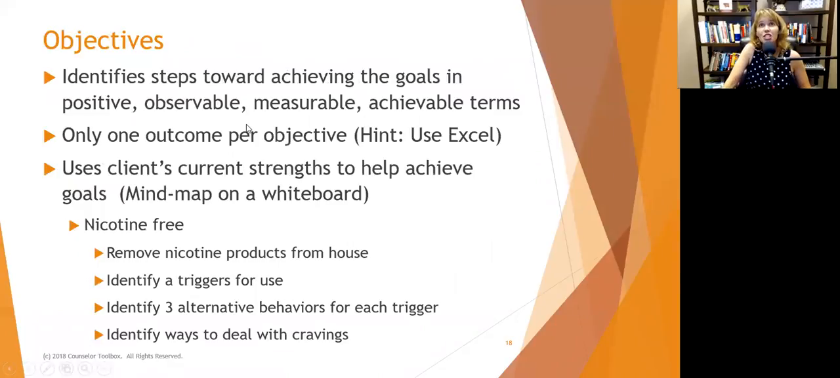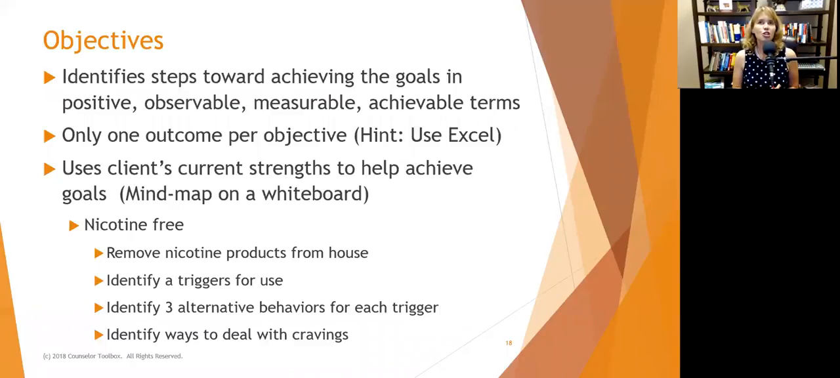Objectives identify steps toward achieving the goals in positive, observable, measurable, achievable terms. Use only one outcome per objective. And one way I like to do this is to use Excel or Microsoft Word, and you can write the objectives down and then you review them, and if you've forgotten one, you can add a line and put it in there. If you find yourself using conjunctions like combine all the dry ingredients and then add the eggs, well, that's two objectives in one, so you need to break that down. Why? Well, number one, the person's going to be able to achieve two things in relatively short order, so that increases their sense of self-efficacy. But it also increases the likelihood that they're going to finish each objective if they're simple, they're singular.